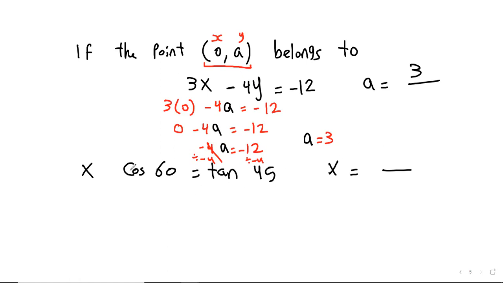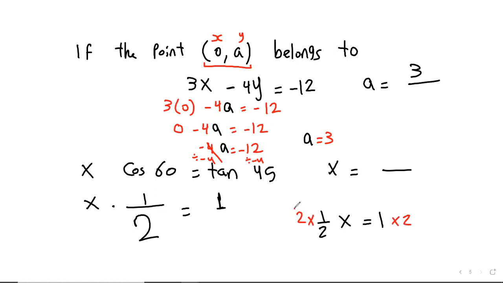Okay. x cosine 60 equals tan 45. What is x? So cosine 60 is 1 over 2, equals tan 45, which is 1. So x times half equals 1. I want to multiply x times half. So it's half x equals 1. So multiply both sides by 2, here by 2 and here by 2. So cancel 2 and 2. So x equals 1 times 2, which is 2.